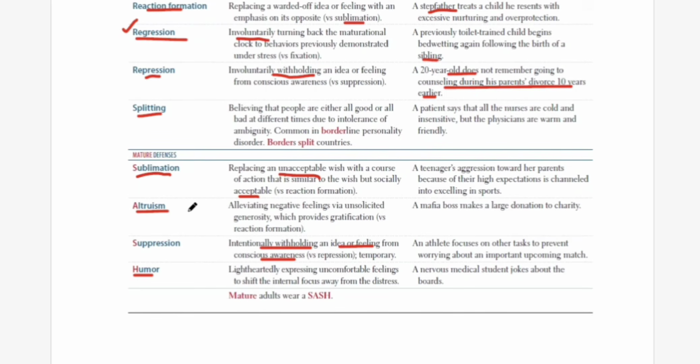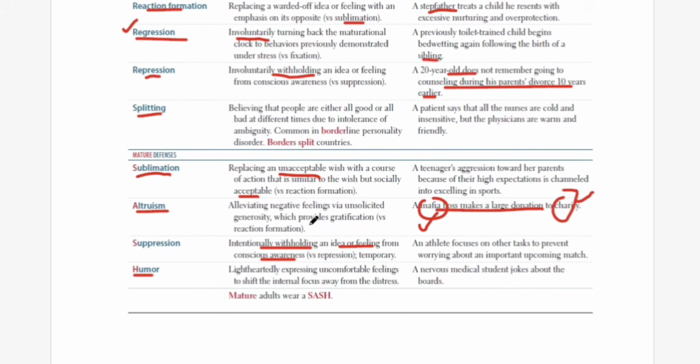Let me give you an example. If there is a mafia which makes a large donation to charity, they have a lot of money from illegal ways, but they are doing some charity for self-satisfaction. So they are trying to hide their bad deeds with good deeds. That's basically altruism, right? They are donating something to charity. Charity is a good thing, and the mafia is a bad thing, so they are hiding their bad things with a good thing.